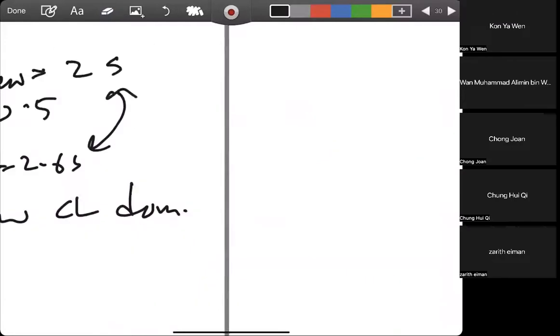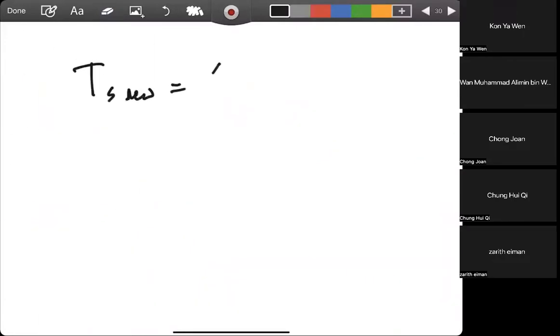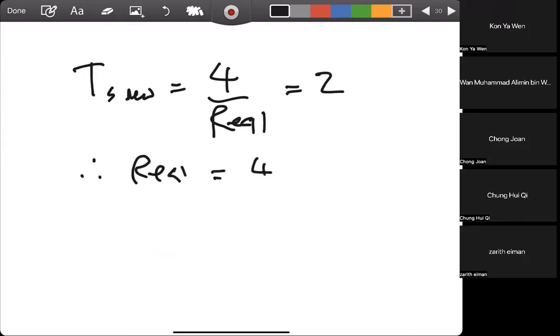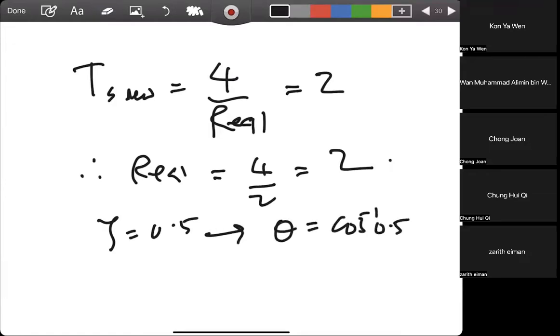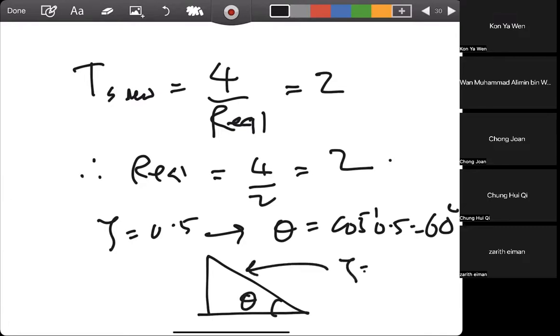In this case, Ts is equal to 2 seconds, so 4 divided by 2 gives 2. And then zeta 0.5 will give you theta of 60 degrees. The real part is 2. Imaginary part.